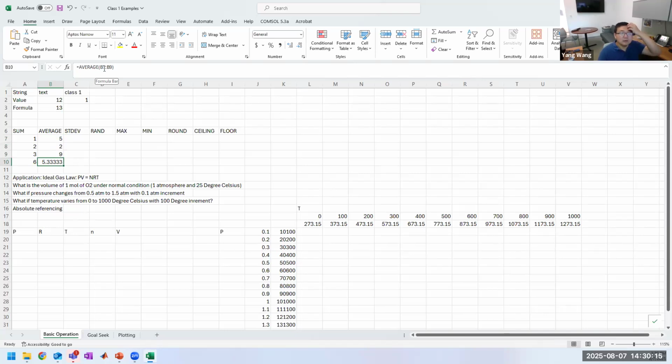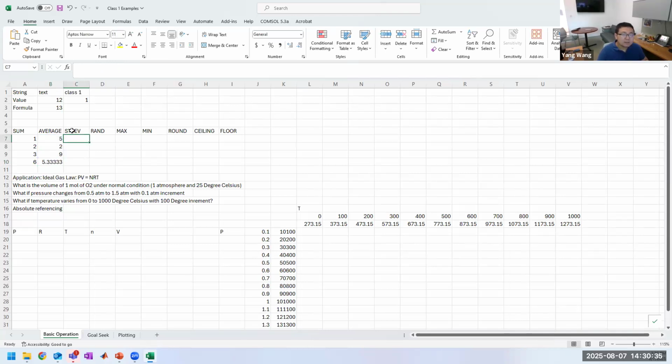This is showing that it's a range of the values, right? So it's B7, if you see B7, B8, B9. Okay, so you could also select the cells one by one, which is this one, comma, this one, comma, this one. Okay, so you get the same thing.